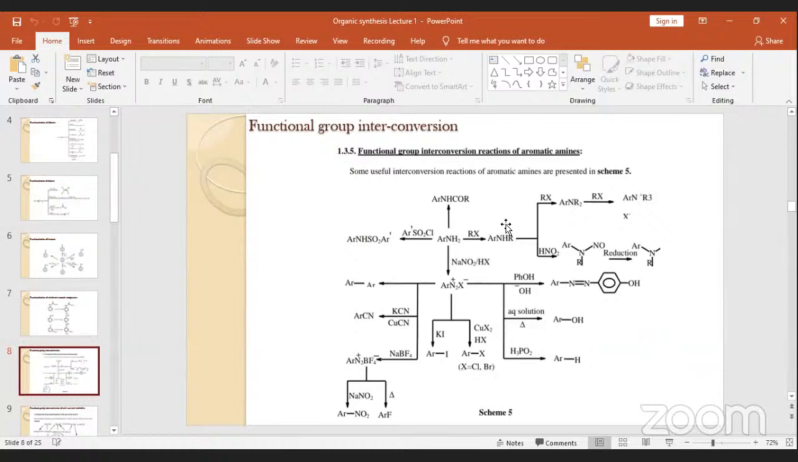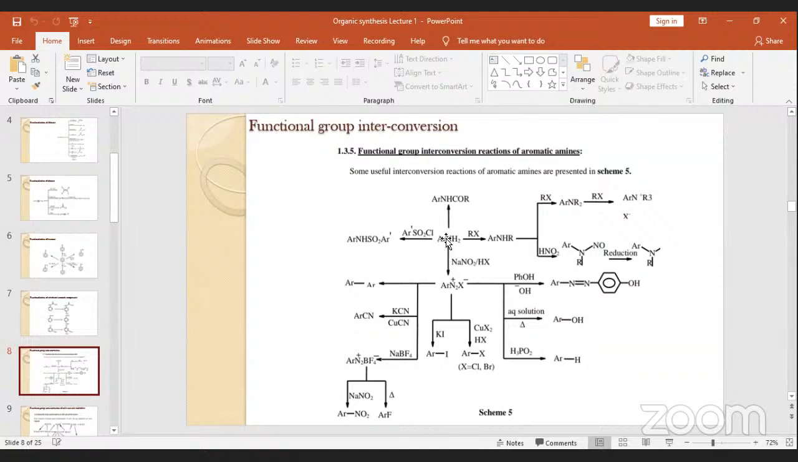I'm just trying to show you here how functional group interconversion reactions of aromatic amines can give you a variety of products, and how you can play with these interconversion reactions from aromatic amines to get the required product you need. For example, you are starting with any amino aromatic compound. What can you do? You can acylate it. You can prepare different acyl derivatives. Suppose Ar is phenyl, let us say, and you will get PhNHCOR, and R is CH3, let us suppose. So acetanilide you will get.